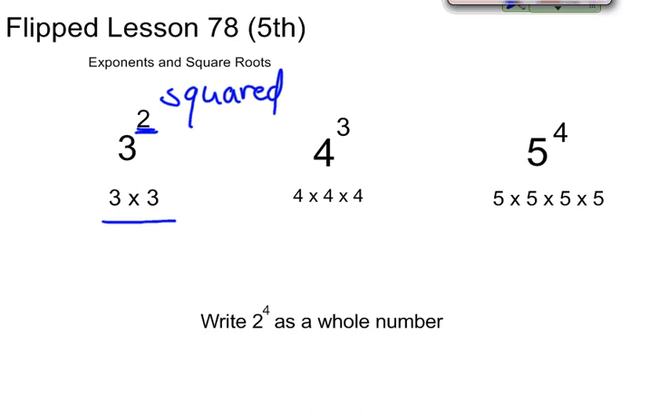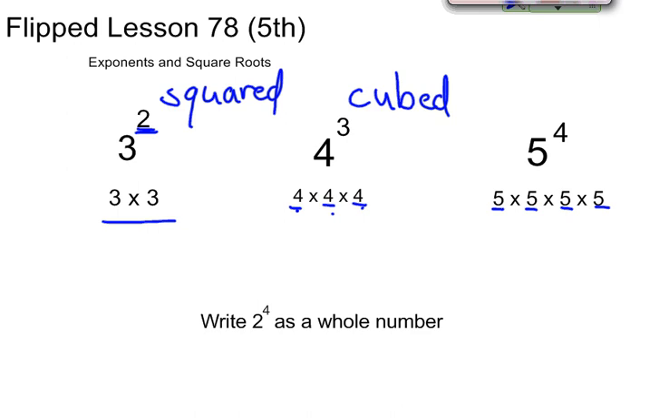Let's try another one. We see 4 to the 3rd power. Sometimes this is known as cubed. But really, it is not 4 times 3, but instead it is 4 times 4 times 4. There are 3 4s that are multiplied together. Hence, we can see in our last example, 5 to the 4th power, we have 1, 2, 3, 4 5s, not 5 times 4.